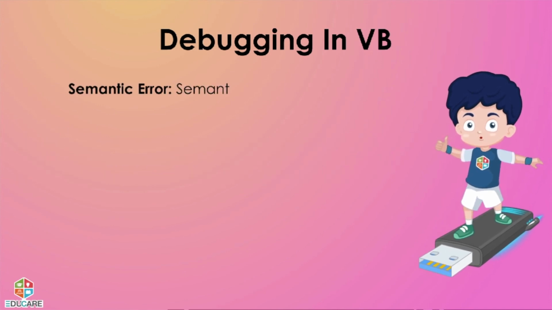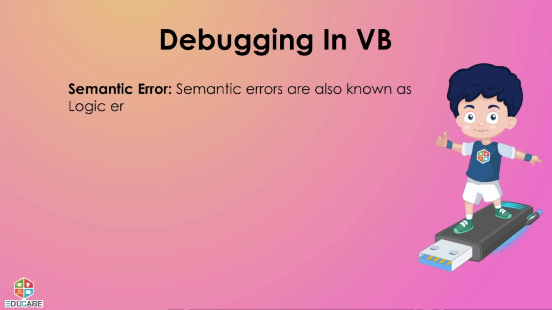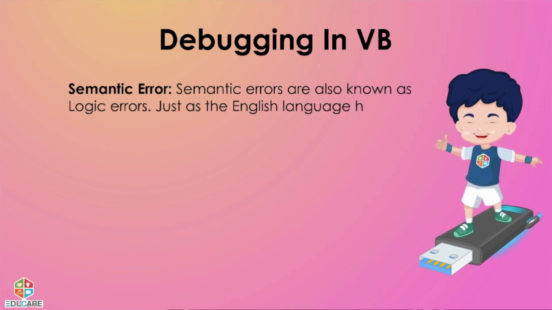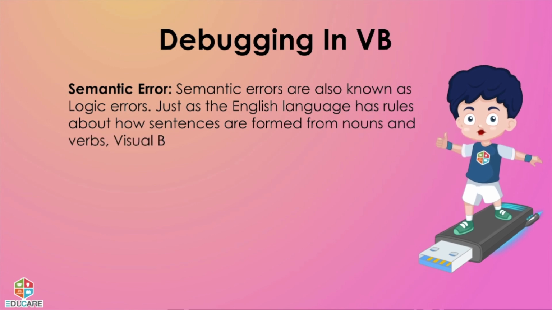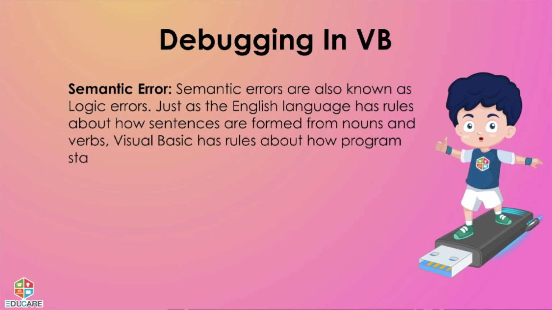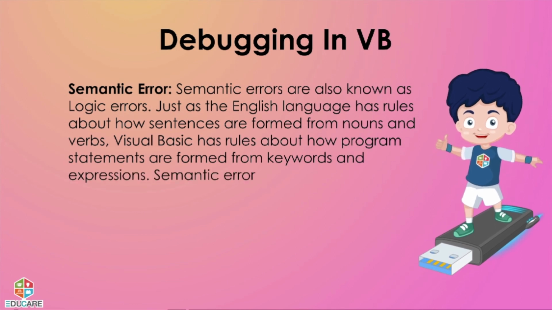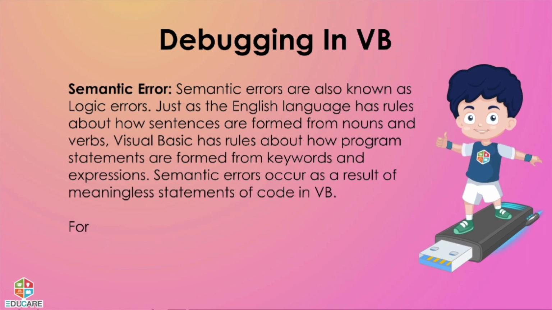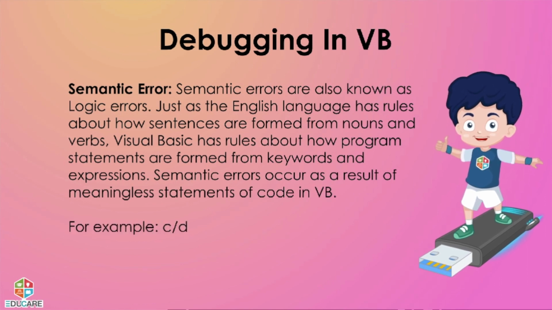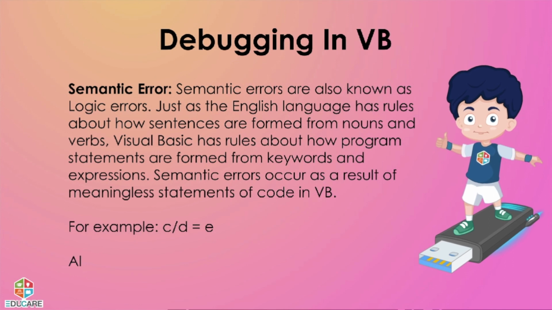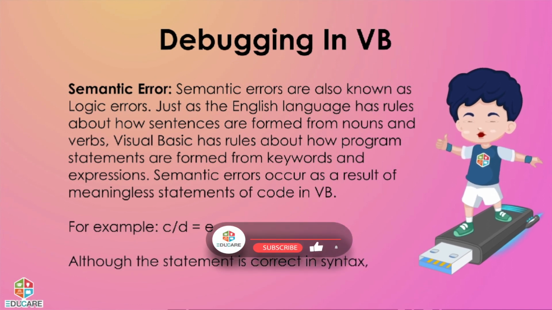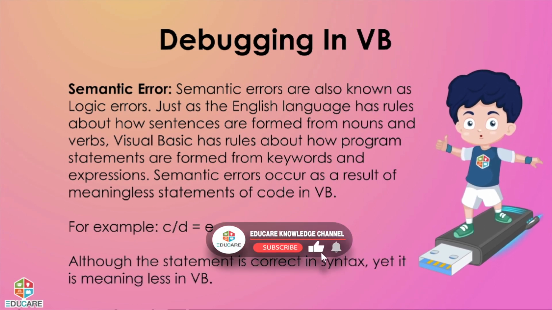Semantic errors. Semantic errors are also known as logic errors. Just as the English language has rules about how sentences are formed from nouns and verbs, Visual Basic has rules about how program statements are formed from keywords and expressions. Semantic errors occur as a result of meaningless statements of code in VB. For example, C divided by D is equal to E. Although the statement is correct in syntax, it is meaningless in VB.